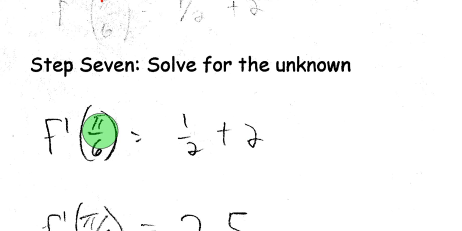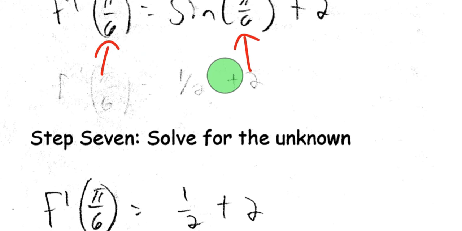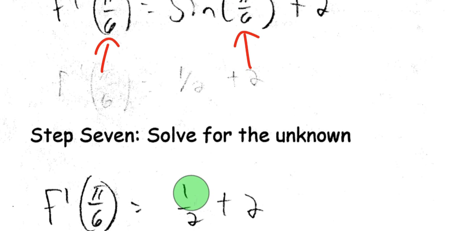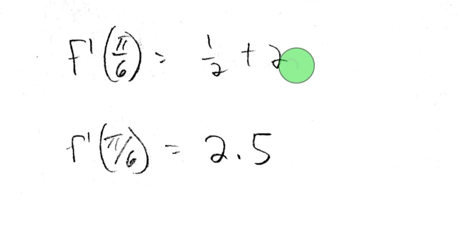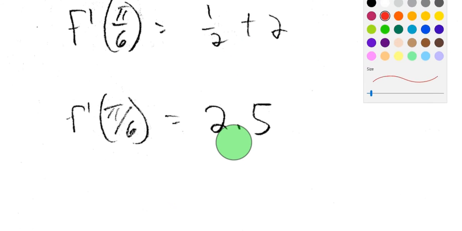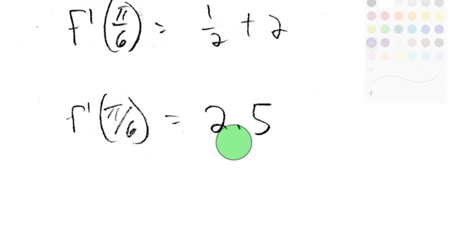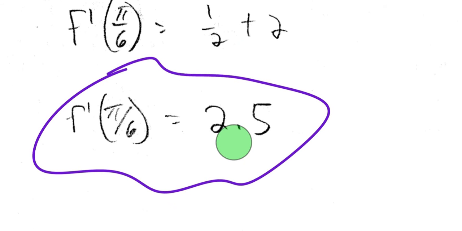All right, and then step 7 is to solve for the unknown. Now, sine of pi over 6, same as sine of 30, is 1/2. And then finally, f prime of pi over 6 is equal to 1/2 plus 2, which is equal to 2.5. And that's exactly what we're trying to solve for.